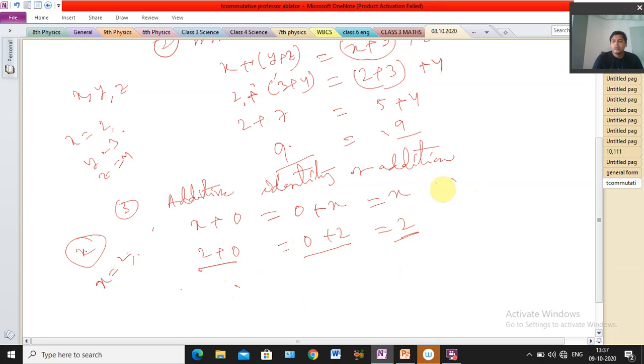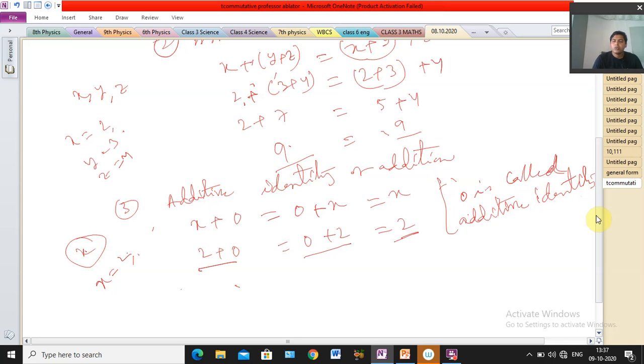So here we can say that this 0 is called what, sir? Additive identity. 0 is called the additive identity. Understood? Clear? Okay. Next, what, sir?